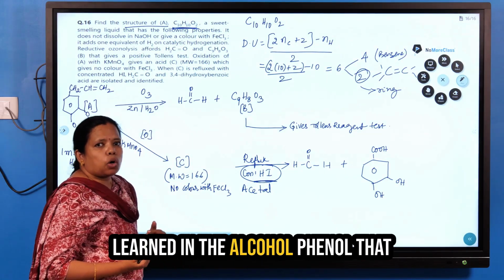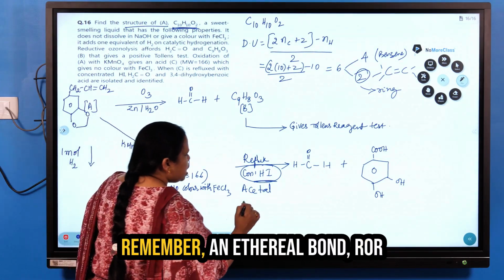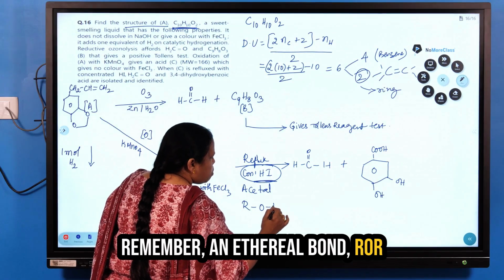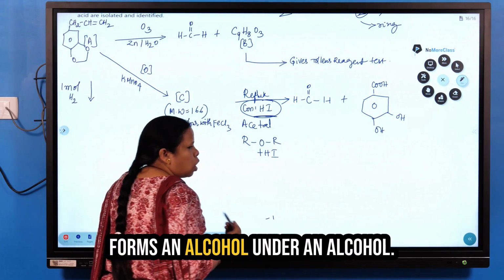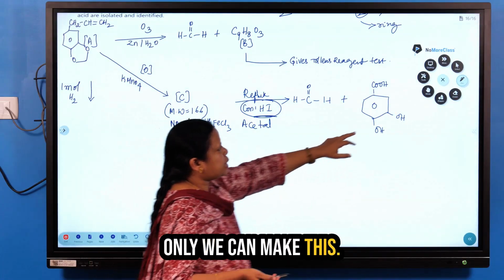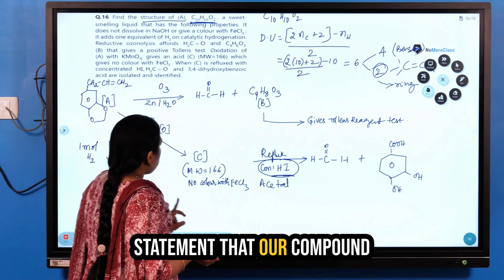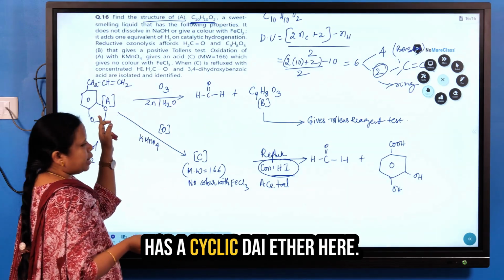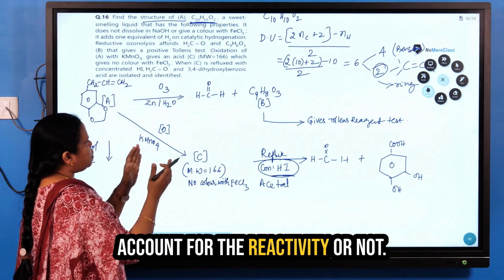We have learned in alcohols, phenols and ethers that whenever there is an ether, if you remember, the ether C–O bond reacts with HI to form an alcohol and an alkyl halide. Based on that conclusion only, we can make this statement that our compound has a cyclic diether here. So let's see whether it will account for the reactivity or not.